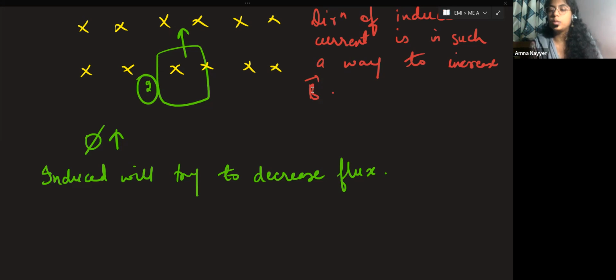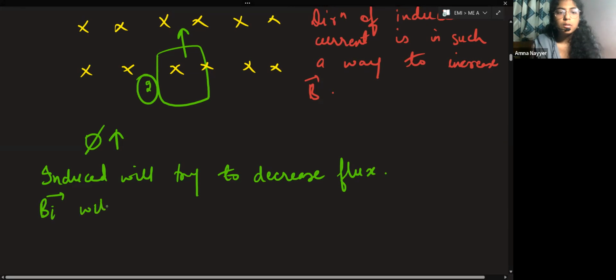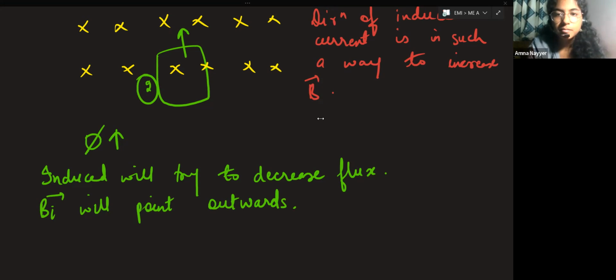It has to be outwards. Perfect, Hamza. Reason? Because if this moves outwards, then only the net magnetic field will be less. Otherwise, if it is inwards, then the net magnetic field will increase like the previous case. We don't want to increase it now. We want to decrease it this time. So the induced magnetic field will try to point outwards.